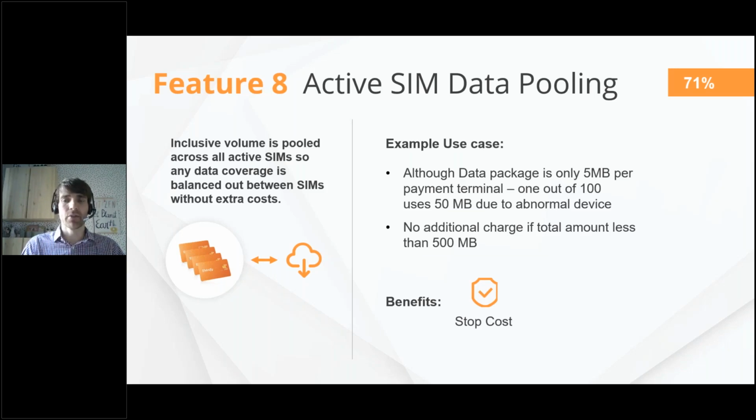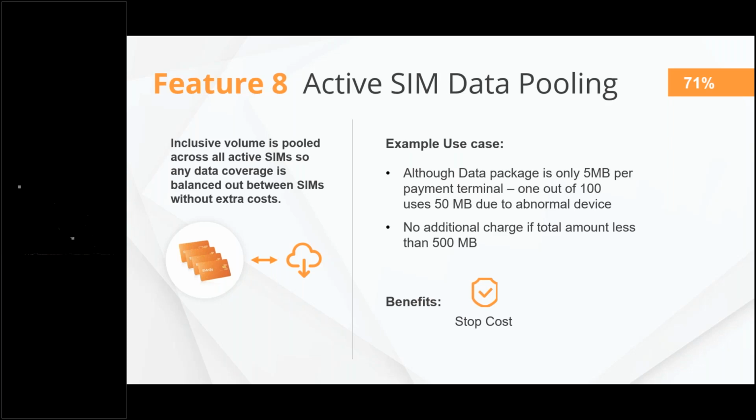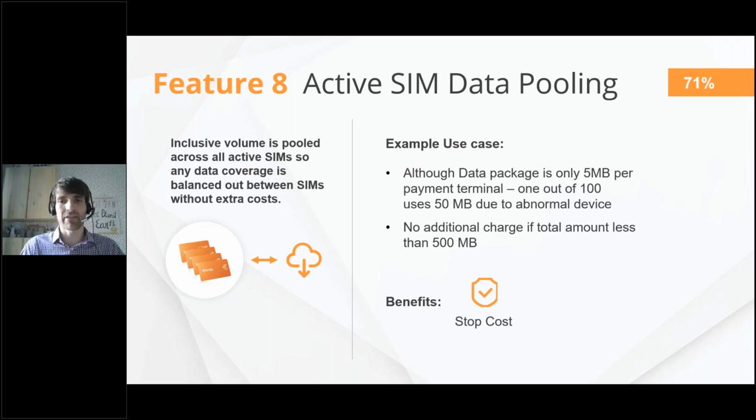So let's assume you purchased 1,000 SIM cards from us, but only 100 are active, each with 5 megabytes. Then you can use up these 500 megabytes across these 100 SIM cards. So it's really across active SIM cards. Every time you activate a new SIM card, it will increase the pool. And with that, all the extra costs will be balanced out. These heavy-usage devices will not cause you extra costs, but will be included in your regular charge. So quite a nice feature.